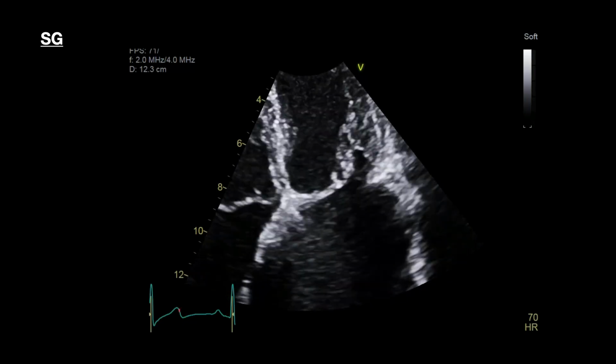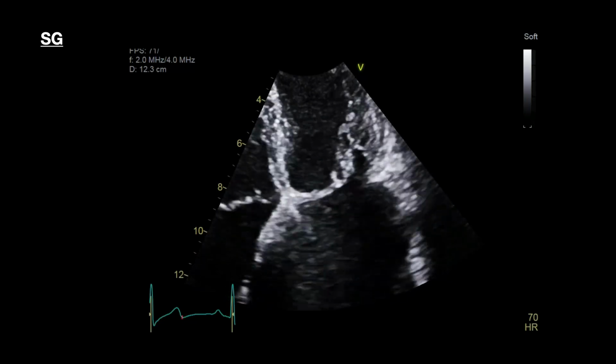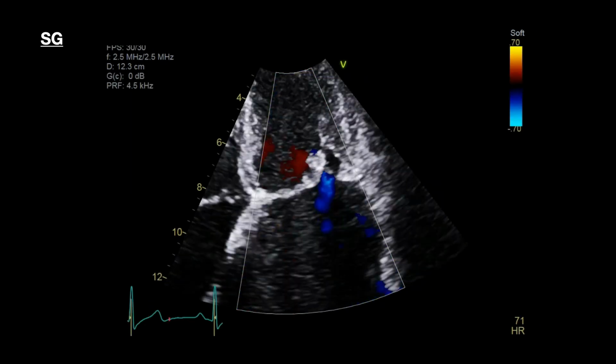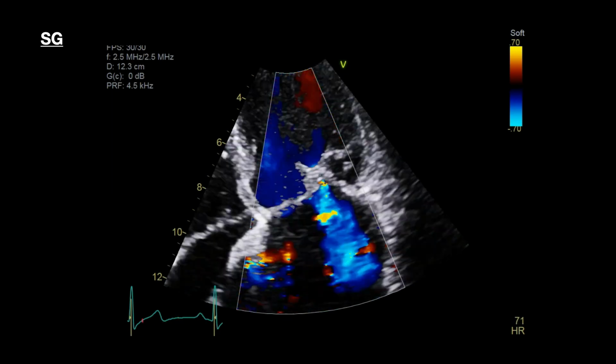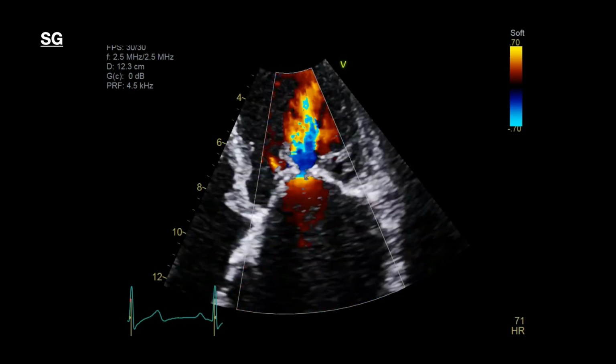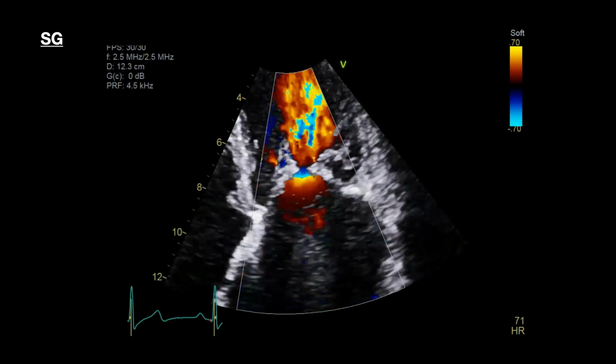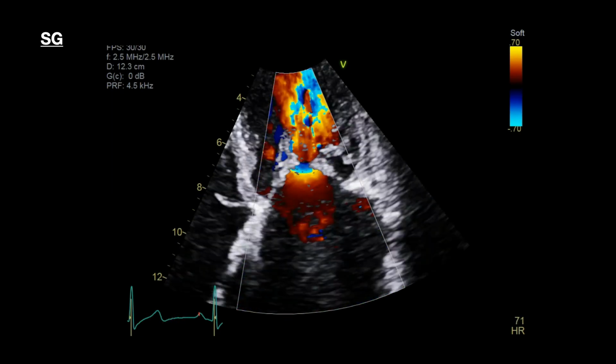Zoomed in on the mitral valve, demonstrating the findings that we've already discussed. Colour through the valve, so again we can see that jet of MR, but we can really see the flow convergence where the mitral valve is opening, and the high velocity through the valve.